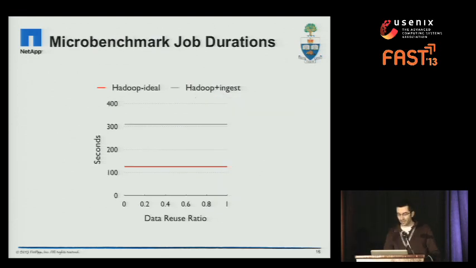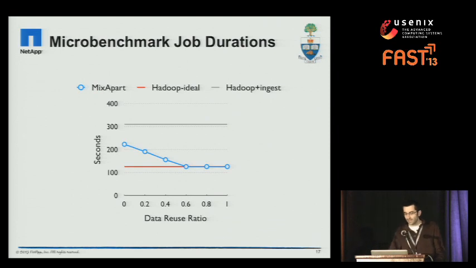So again, with the microbenchmark, I'm showing here job durations for Hadoop ideal, the version where there's no static ingest, and Hadoop plus ingest, the previous version. And the difference between the two lines is actually the static ingest time, right? The x-axis is the data reuse ratio, which is irrelevant for Hadoop, right? It's only relevant for MixApart. That's why you see the flat, horizontal line there.